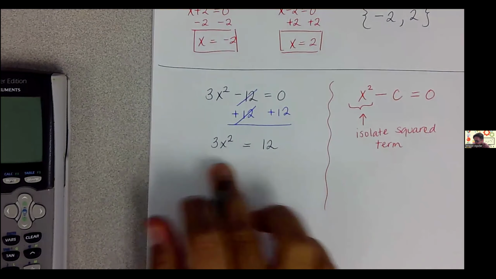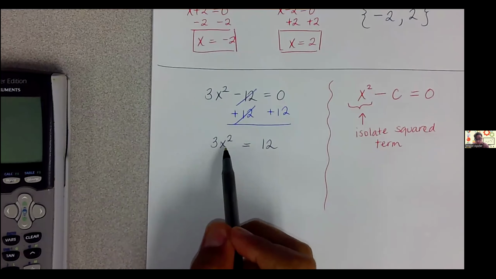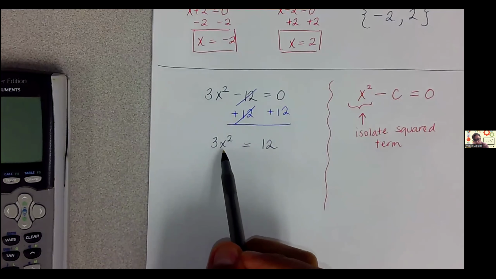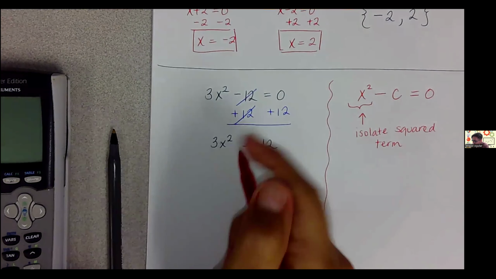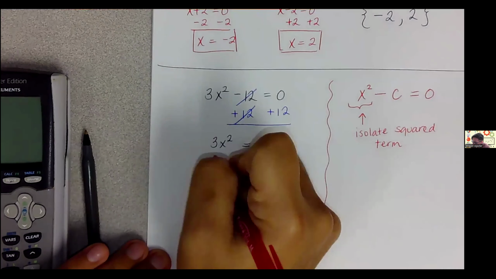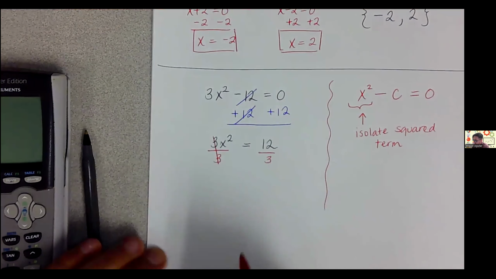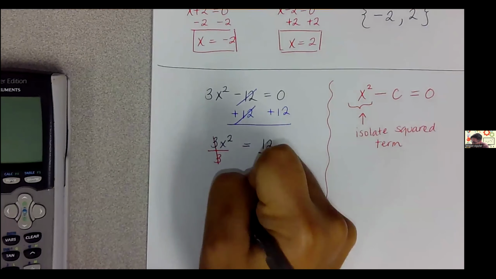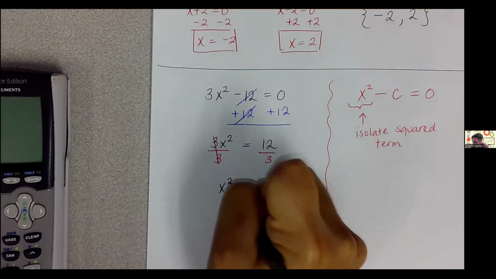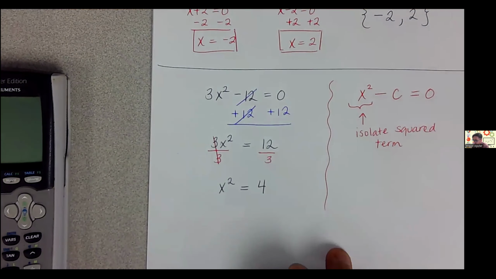Well, if this were a linear equation, we would try to get the x by itself, but in this case, it's a quadratic equation. Let's try to get the x squared by itself. So in order to cancel out the coefficient of 3, we'll divide by 3 on both sides. The 3's cancel out since 3 divided by 3 is 1. We have x squared left is equal to 12 divided by 3, which is 4.